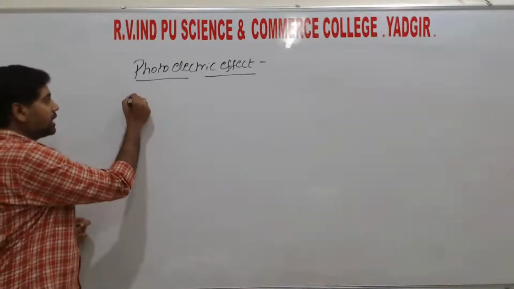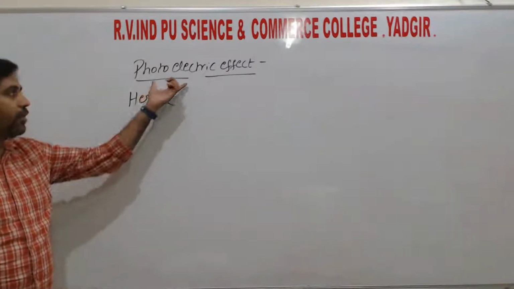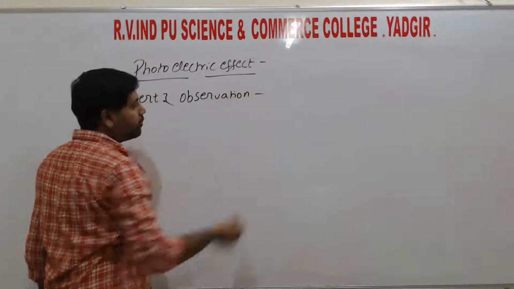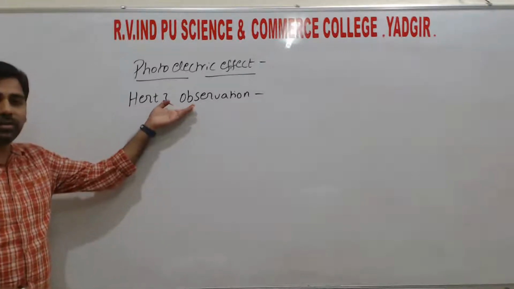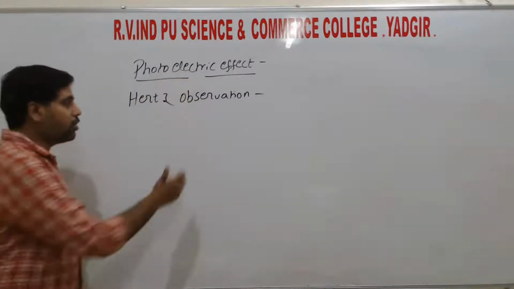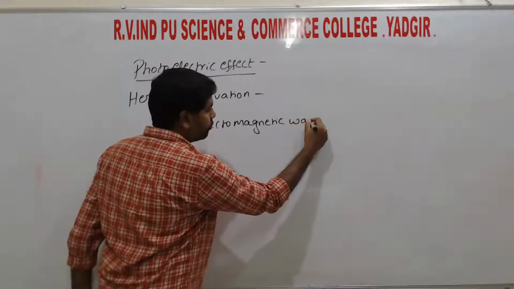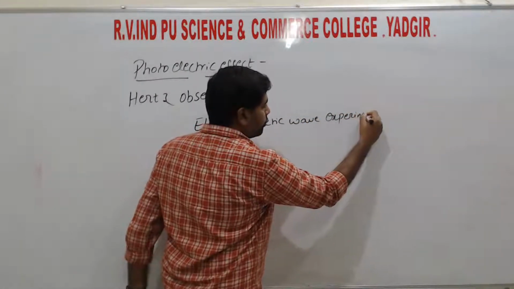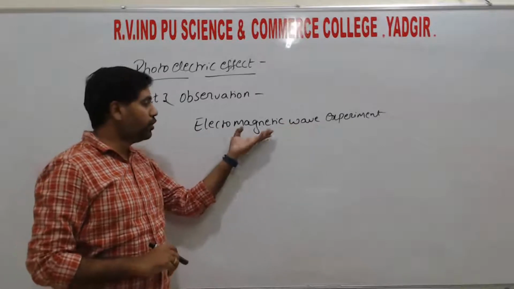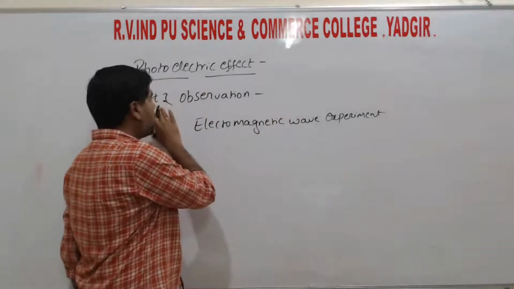In the earlier stage, the scientist Heinrich Hertz first discovered the photoelectric effect. That observation we call the Hertz observation. In this photoelectric effect, we start with the first topic, the Hertz observation. Heinrich Hertz observed the photoelectric emission during his experiment on electromagnetic waves. While conducting that experiment, he observed the photoelectric emission.